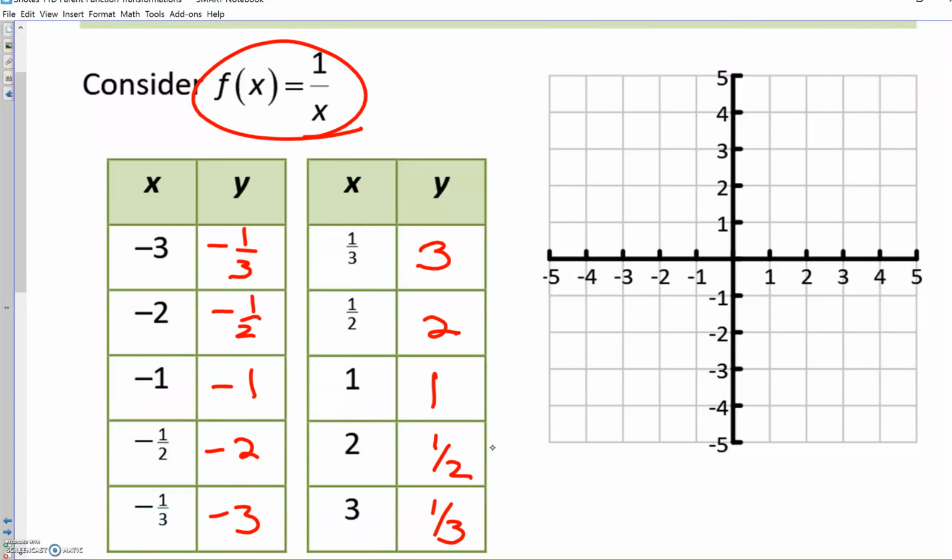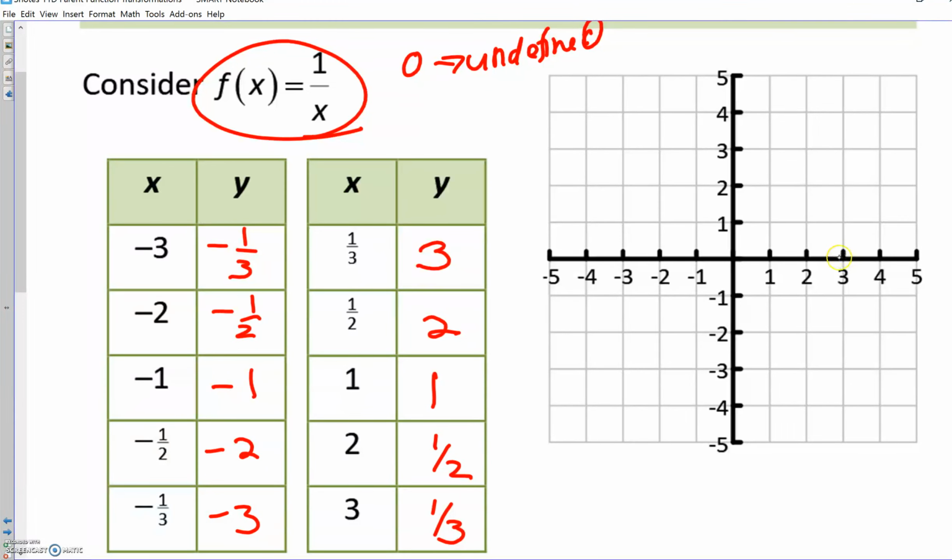So what happens at 0? If I plug a 0 in, it is undefined, right? So at 0, that means that nothing happens. There's going to be an asymptote there. So let's just take a minute and look at the graph.